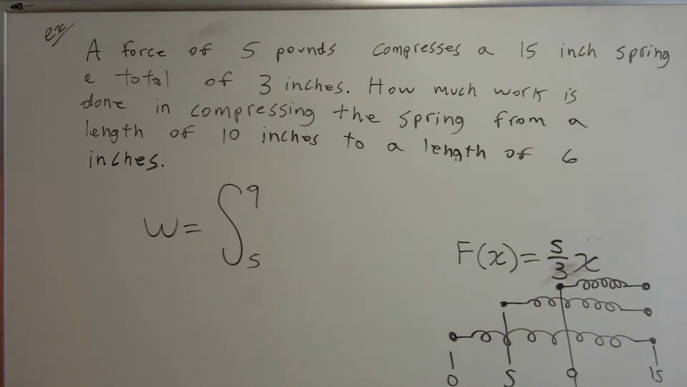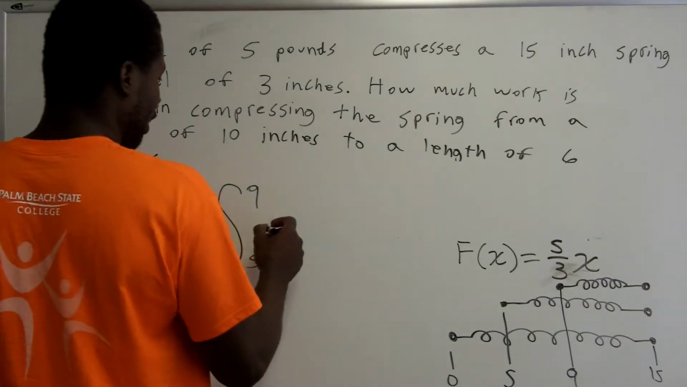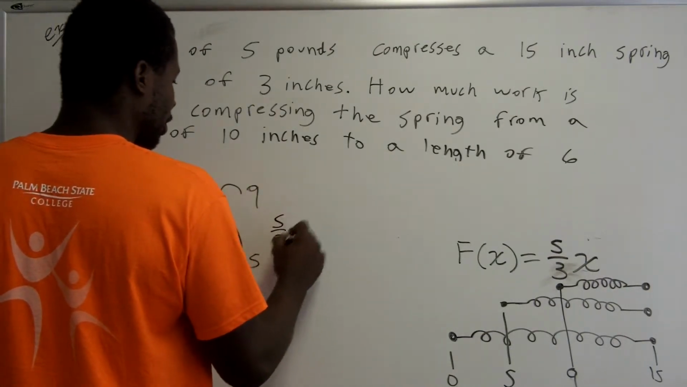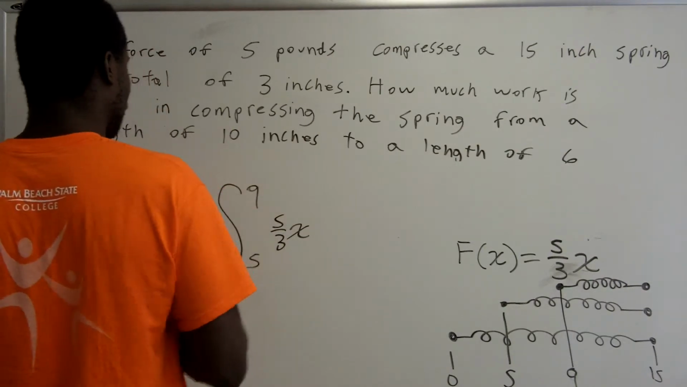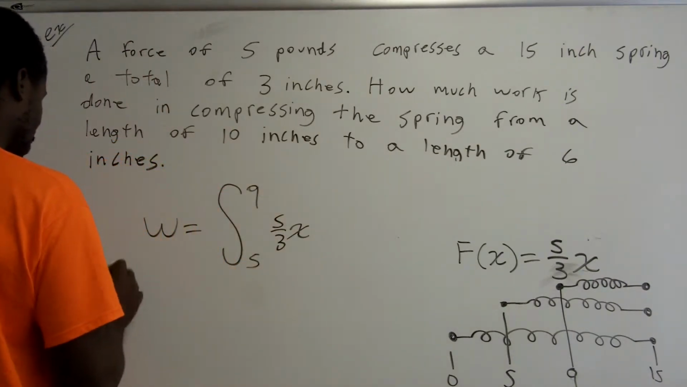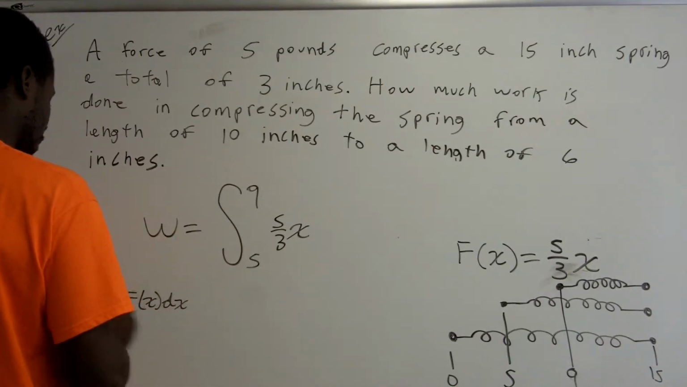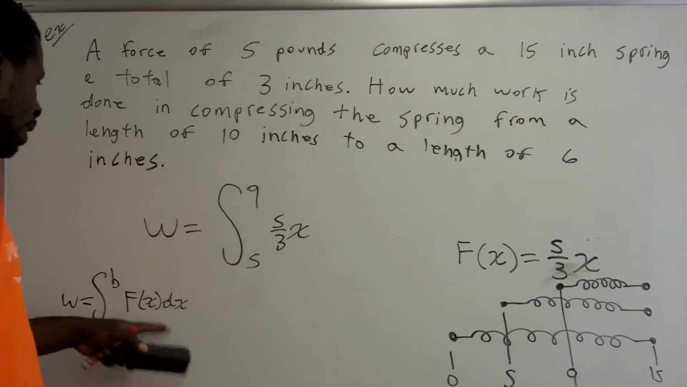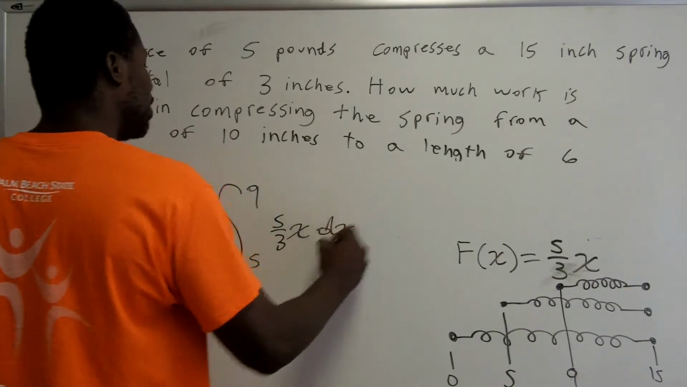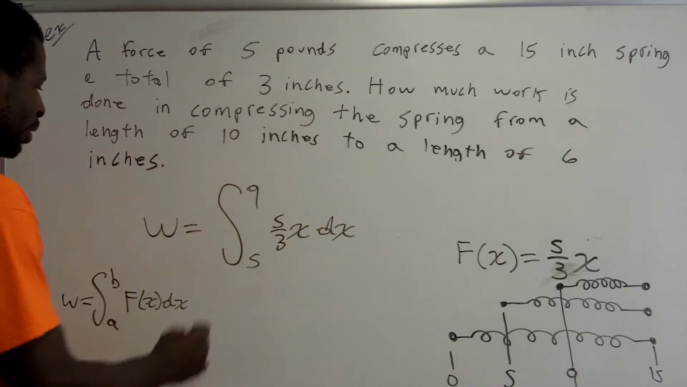And then what we're going to do now is plug in the f of x, which is 5/3 x, because the formula is we're integrating from a to b, capital F of x dx, and that's how we're going to get the work. And that means all I have to do is this integration, which is a relatively simple integration.